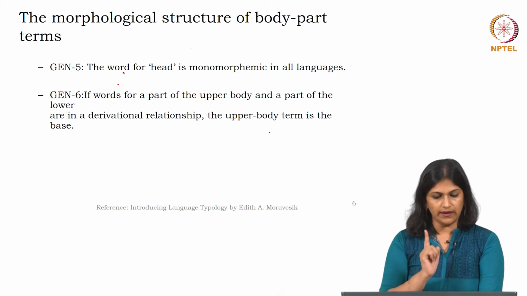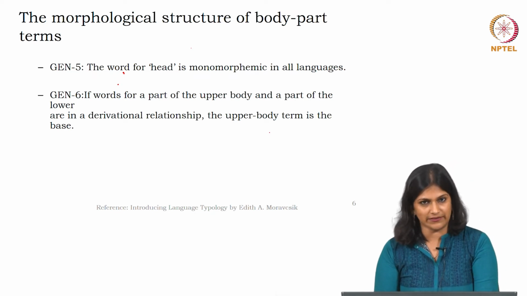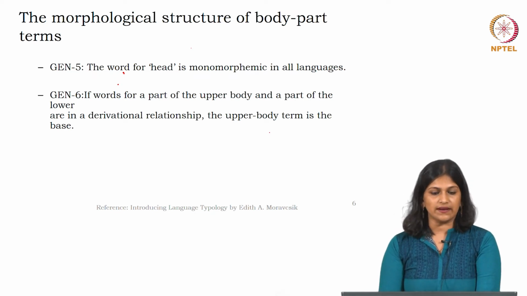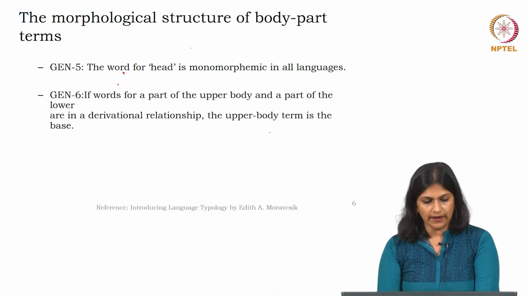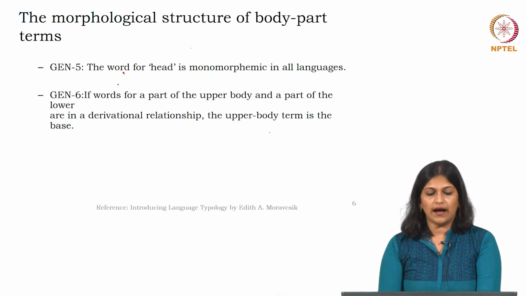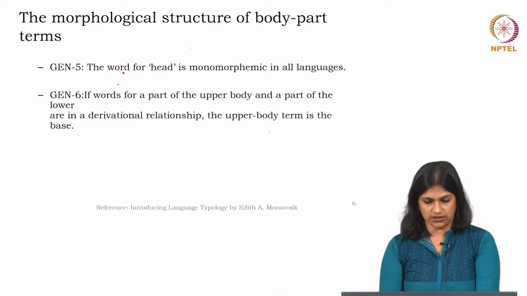It has only one morpheme. So, that is the fifth generalization. What is the sixth generalization? If words for a part of the upper body and a part of the lower are in a derivational relationship, the upper body term is the base.